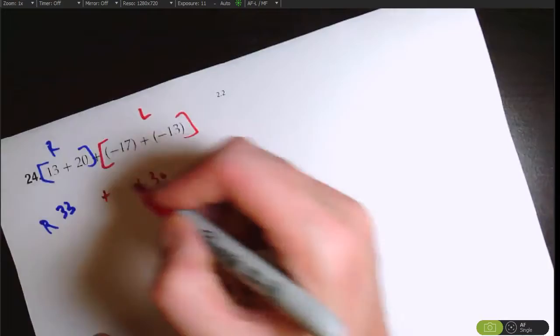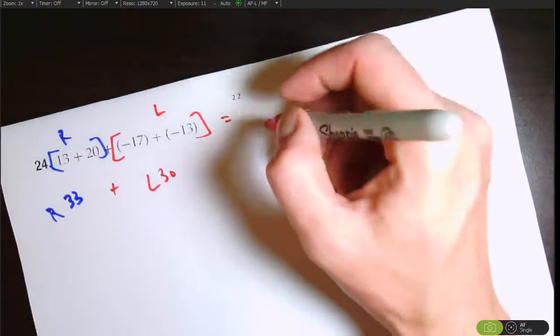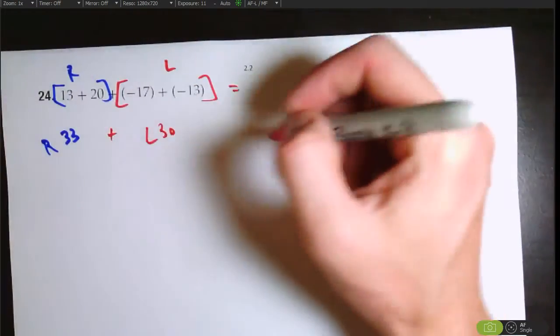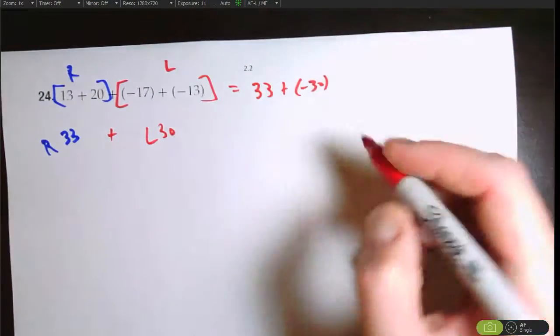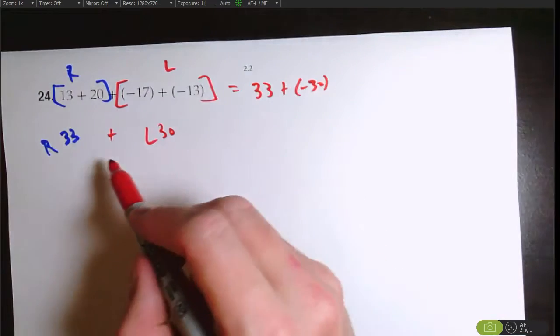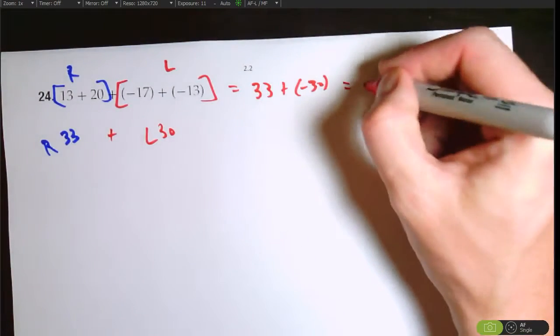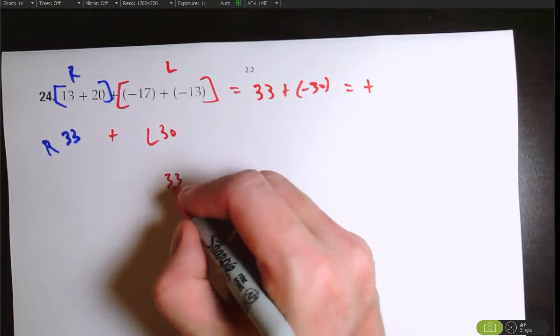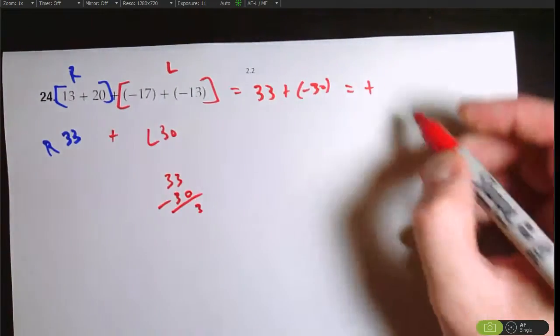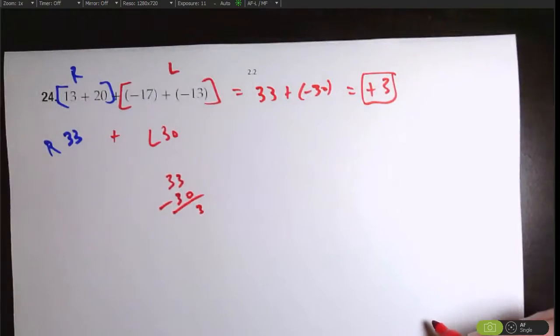So now when I add those, thinking about that, which really is, mathematically speaking, 33 plus negative 30 is what we're saying here. I went more to the right, so I know that should be positive. The question is, how much more to the right did I go? Well, 33 minus 30 is 3, so positive 3.